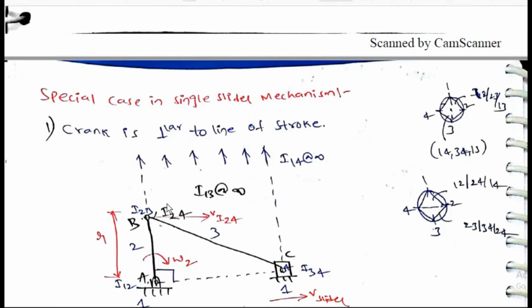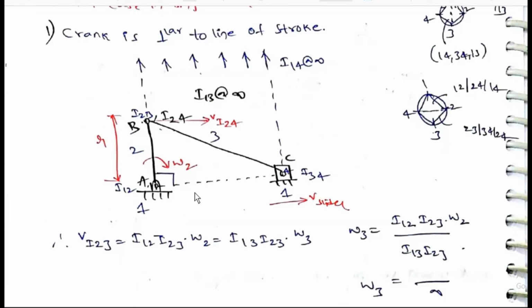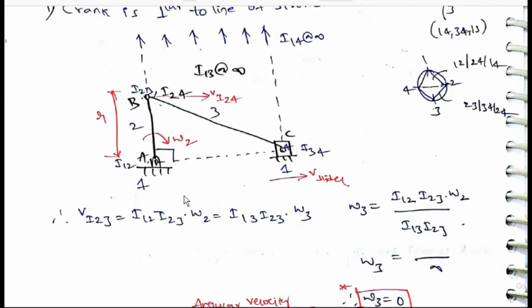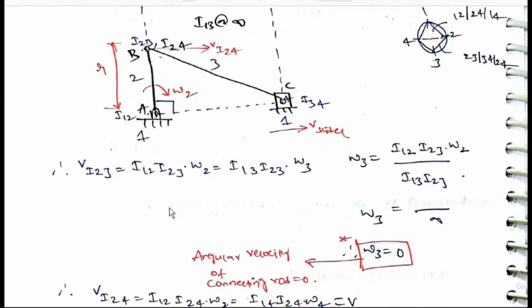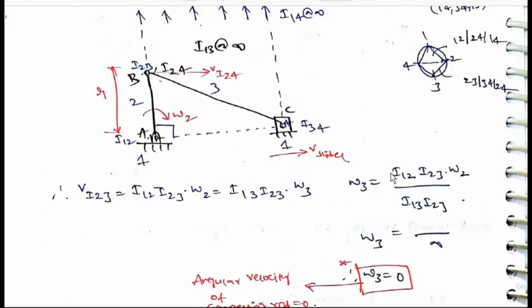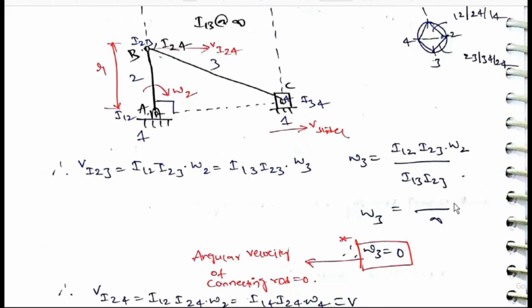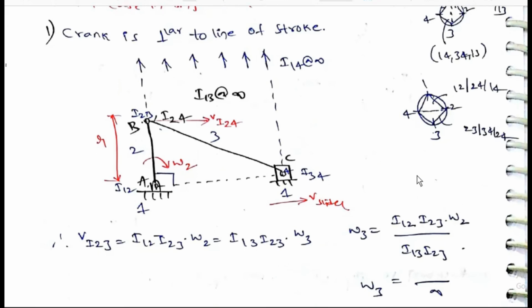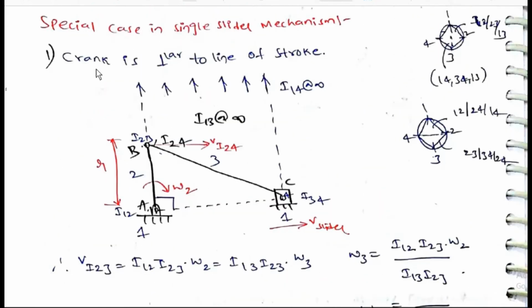Special case in single slider mechanism: crank is perpendicular to the line of stroke. V slider, V I24, is R omega 2. I13 is at infinity, I14 at infinity. VI23 is equal to I12 I23 omega 2, which is equal to I13 I23 omega 3. Omega 3 is equal to I12 I23 omega 2 by I13 I23. As I13 is at infinity, omega 3 is equal to 0.